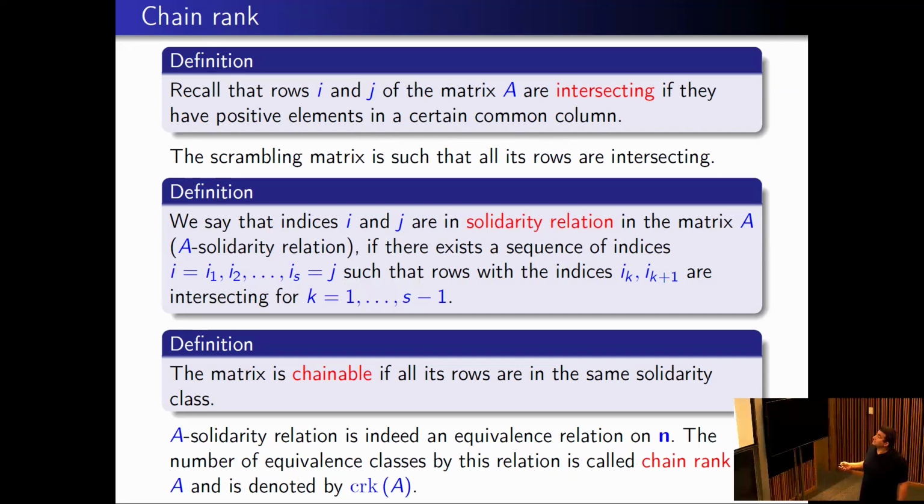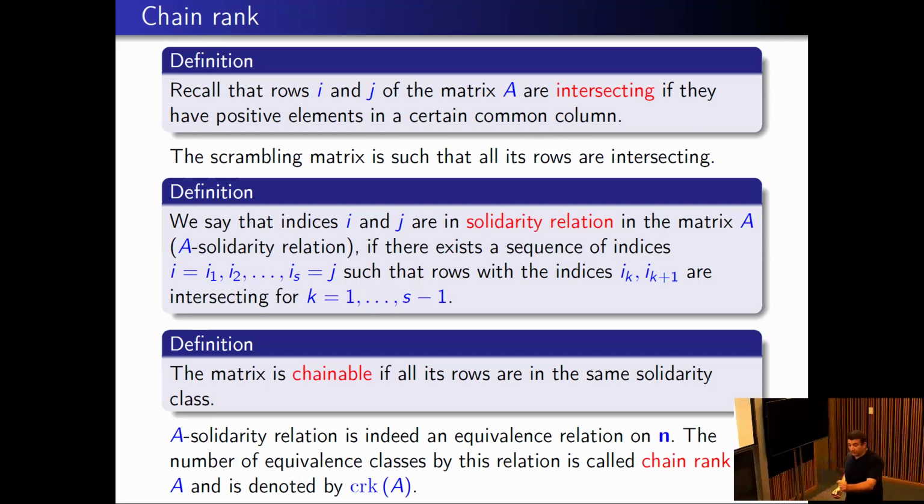These two elements will be called intersecting. So indices I and J are intersecting if they have positive elements in a certain common column. So there is a notion of solidarity. Imagine we are playing chess, and imagine a rook.